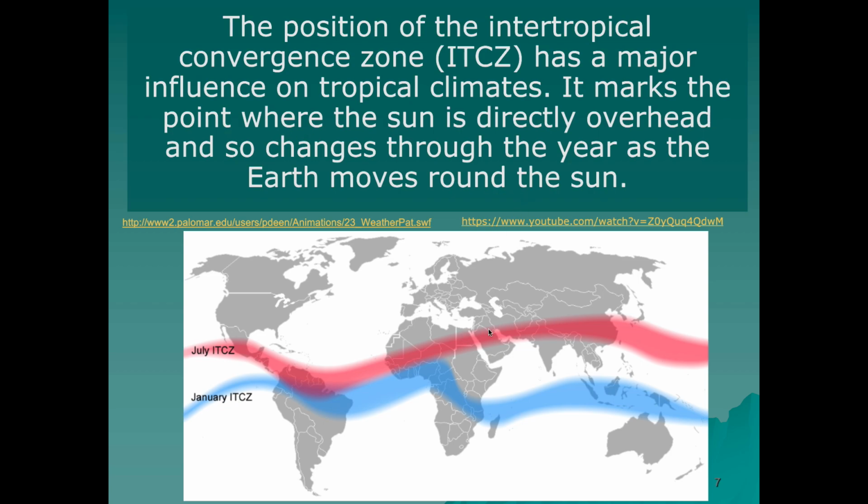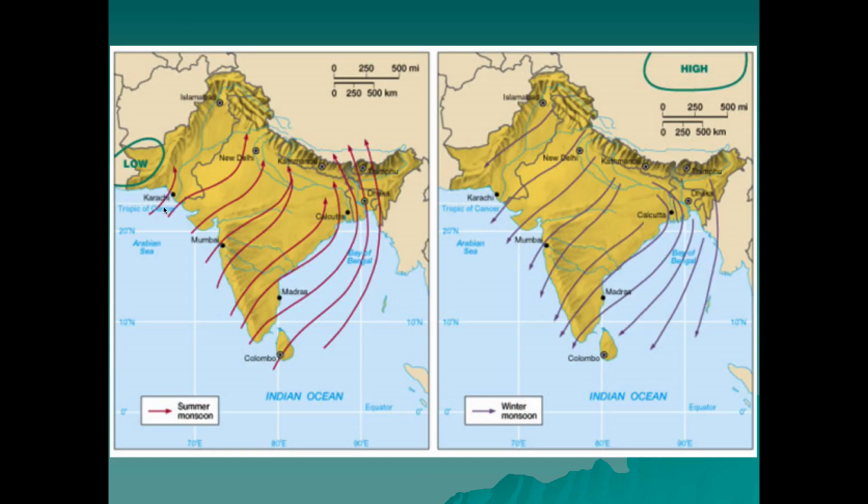So look, when the ITCZ is over northern India, the wind is going to be blowing this way. The wind is coming from the Indian Ocean. It's going to be picking up lots of water vapour. As that wind passes over India, you are going to have the rainy season. All right?